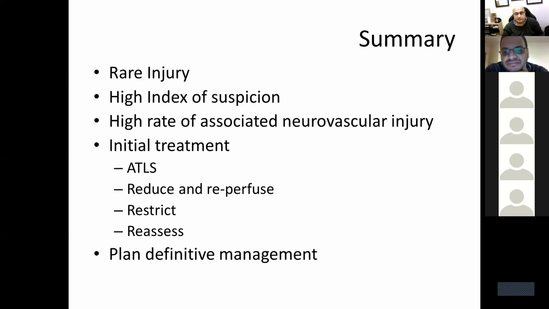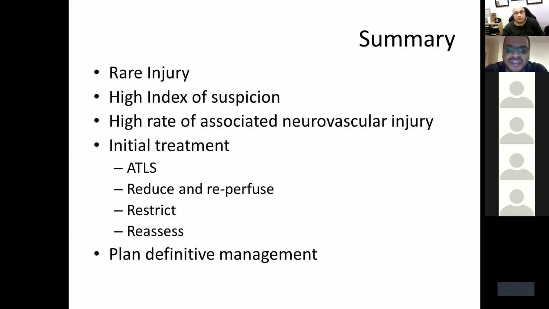I'm sorry, sir, to intervene here. Some people advocate that sometimes you go for a cylinder cast or something for 3 weeks or more, let nature take its course and let it heal by itself, and then do a delayed repair of the ACL. What do you think about that? I agree with that.